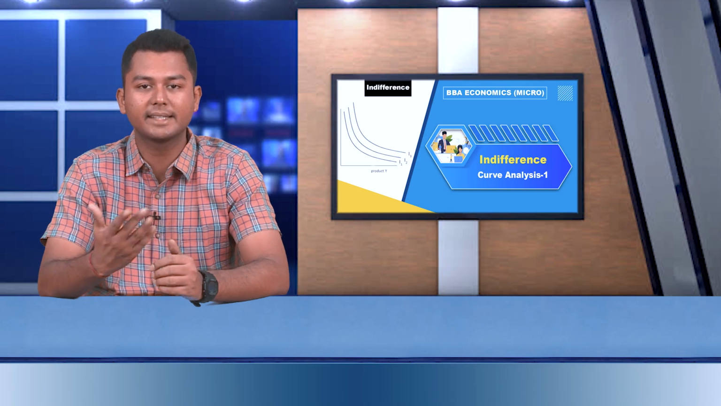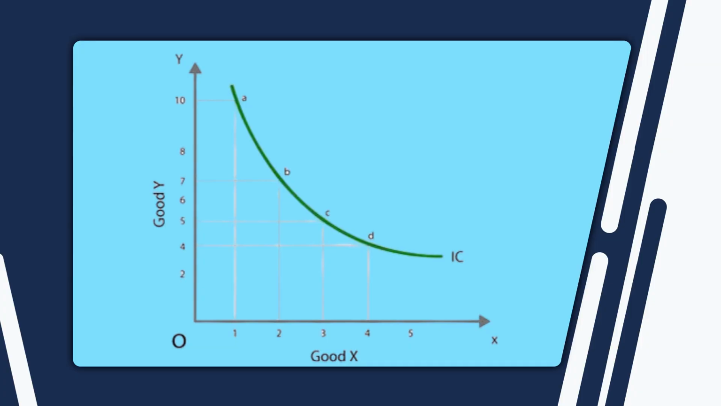So this idea is represented by a graph as follows. In this graph, IC means indifference curve and all the points A, B, C, D are different combinations of good X and good Y. What this means is, across the graph you get the same level of satisfaction. So the consumer will be indifferent whether they get option A or option D.